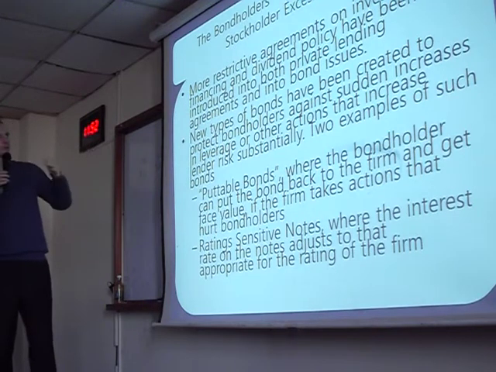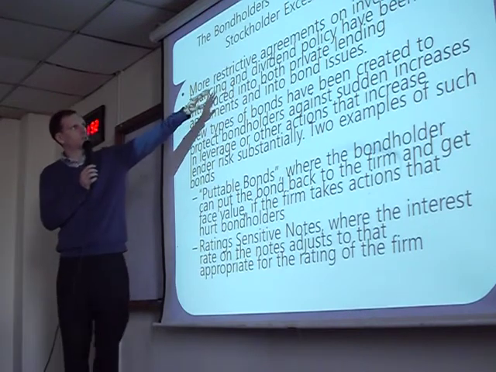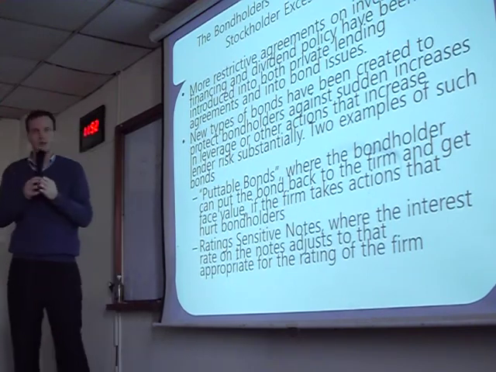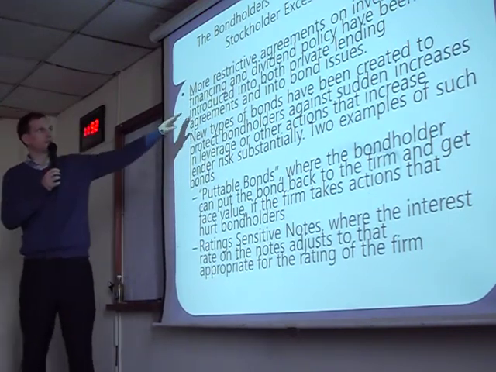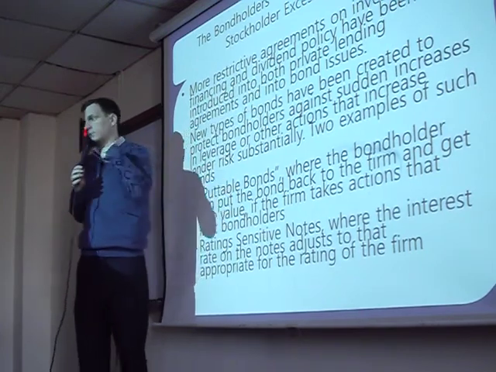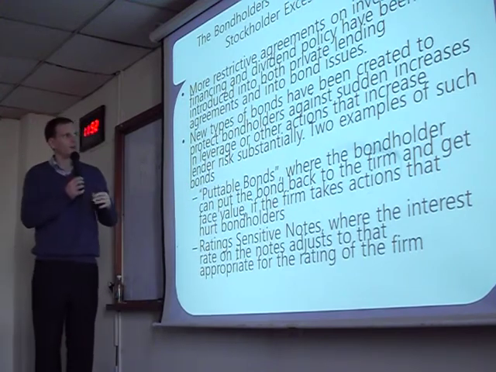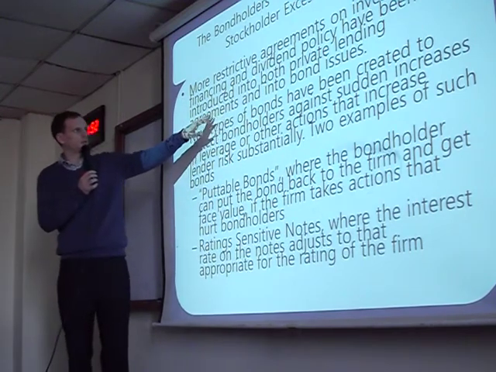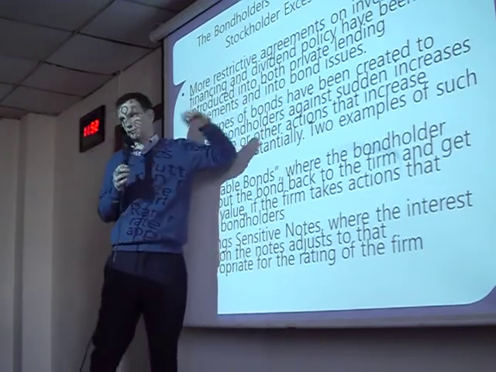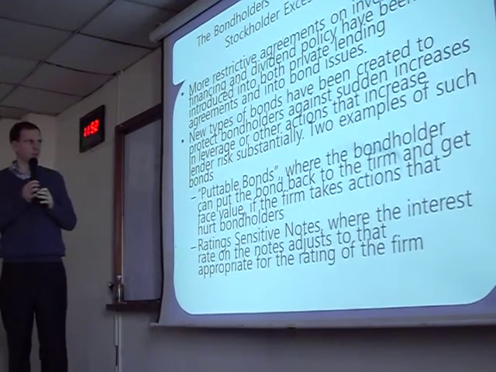What about the bondholders? So these days, they're making more restrictive agreements. Restrictive means stopping or blocking, restricting. On investment, financing, and dividend policy. So the bondholders are trying to restrict paying dividends, right? Restrict taking risky investments. So this is introduced in the agreements with the banks, private lending agreements, and into bond issues. So when we buy the bond, we make some restriction on the company.